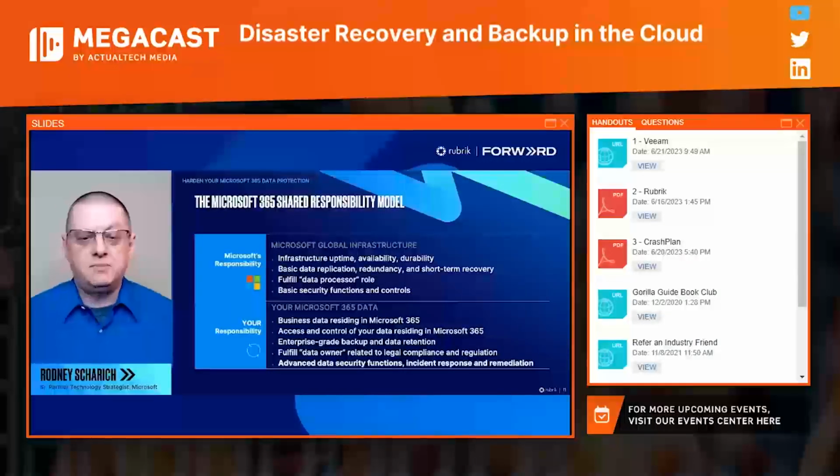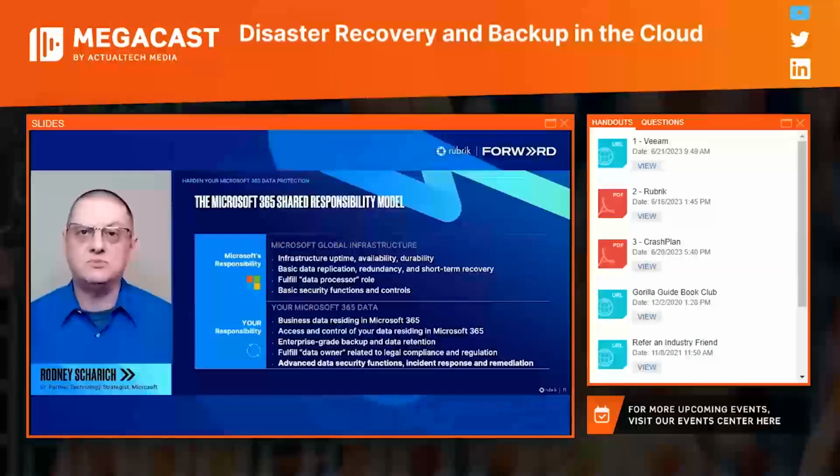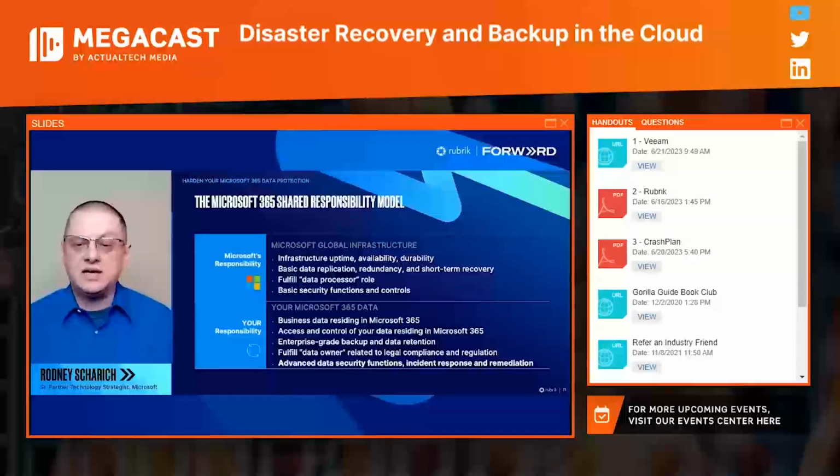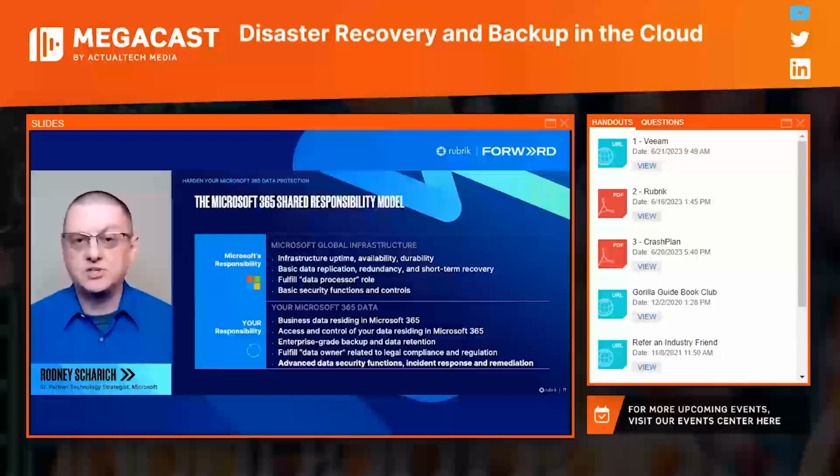Business data residing in M365 on all of the various platforms, Exchange, OneDrive, Teams, the access controls to those, enterprise backups, data retention, full data ownership lies with the customers, because you know what's important to you. You know what you need to take care of for compliance and regulatory reasons, and to keep safe in the event of an accidental or deliberate disaster. And advanced data security functions with incident response and remediation is a big piece that Rubrik plays, and we're excited to partner with them to help answer the customer's portion of the shared responsibility model.